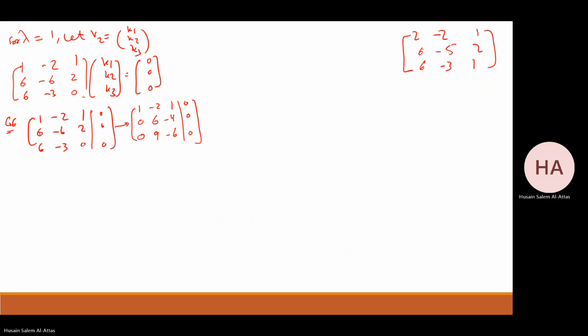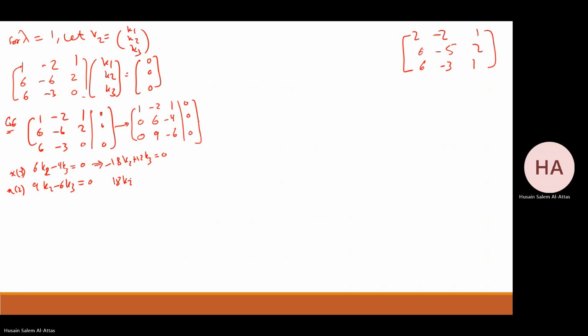Now, it's still complicated. Let me take these two. I have 6k1 minus 4k, 6k2 minus 4k3 equals 0, and 9k2 minus 6k3 equals 0. I think it's easy to solve these ones. Multiply by -3 the first one, and by 2 the second one. You have what? Minus 18k2 plus 12k3 equals 0. And I have what?